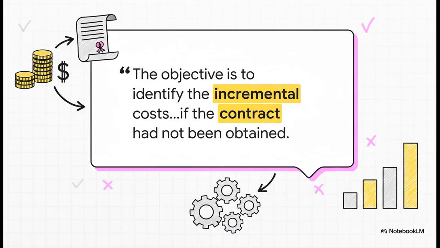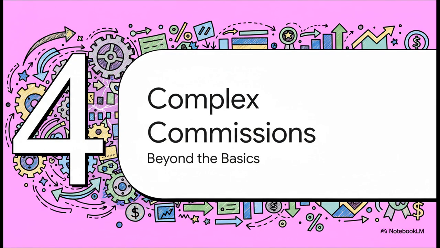And this really just hammers the point home. The goal here isn't to just start allocating all your general sales and marketing costs to contracts. It's a much stricter test. It's only about those direct costs that exist for one reason and one reason only, because you won that specific contract. Of course, compensation plans are rarely simple.